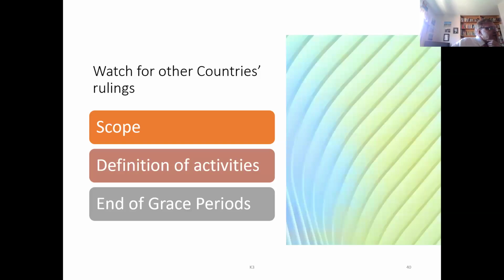Obviously, on this basis, it's important to watch for other countries' rulings, the scope of their rulings, the definition of activities which could qualify for a PE, which, although they're often based on Article 5 of the model OECD treaty, do vary from country to country, and also the end of any grace periods which may have been given for emergencies.